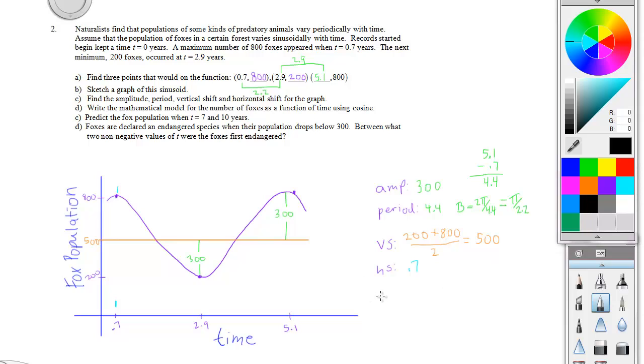Alright, so the equation is y equals the vertical shift, 500, plus the amplitude, 300, times the function cosine, pi over 2.2, and time, it's a good letter for the variable, and the horizontal shift is 0.7 to the right, so we'll use a minus 0.7. Alright, so that's the function.